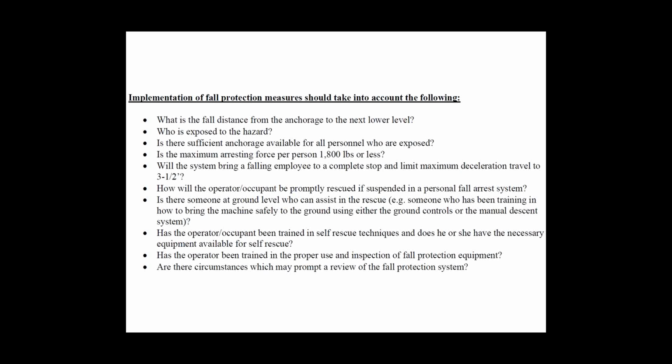And the implementation measures should also take into account the following. Since some of these are somewhat redundant, what is the fall distance from the anchorage point to the lower level? If I'm driving the machine, the anchor point is closer to the ground level if I'm driving in a stowed position versus being in an elevated position where now the floor is significantly farther away. Who and how many people are exposed to the hazards? Is there a sufficient amount of anchorage for the personnel who are exposed? Will the manufacturer allow the amount of occupants who need to have fall protection on? Some booms only allow 2 occupants. Some may allow 3 occupants, but that depends on the maker, manufacturer, design of the machine.